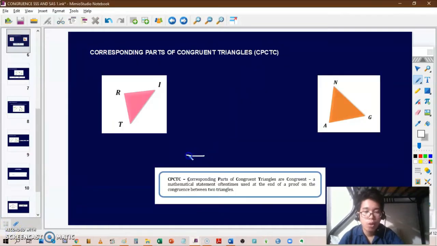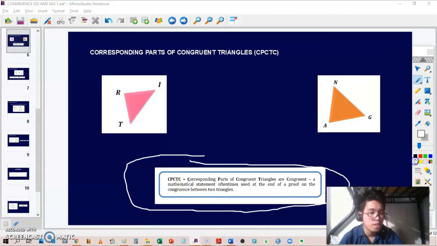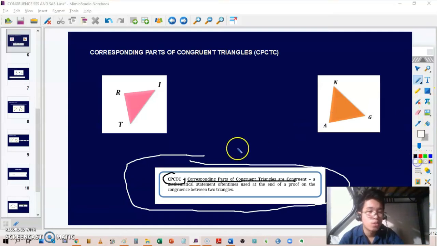We have here, guys, a postulate. We call it the corresponding parts of congruent triangles are congruent postulate, or simply CPCTC. So its name, CPCTC, simply implies the theorem or the postulate itself: corresponding parts of congruent triangles are congruent. It basically states its theorem or its postulate. The statement itself is inlaid in the name of the theorem. That simply means that any corresponding parts of congruent triangles are congruent.